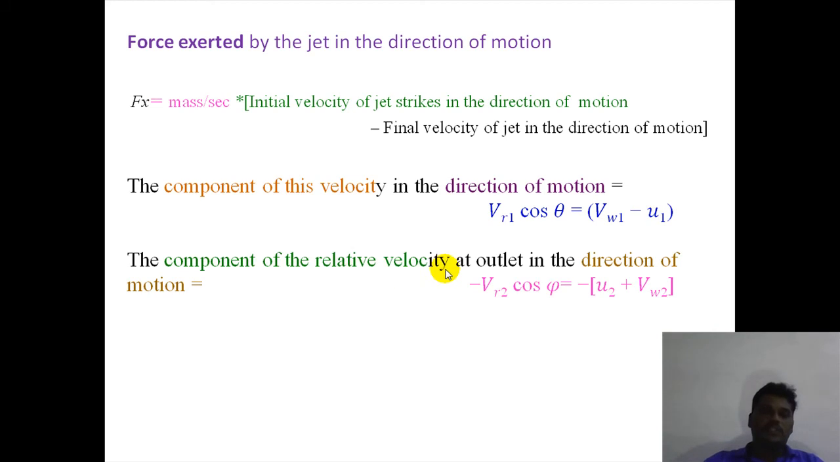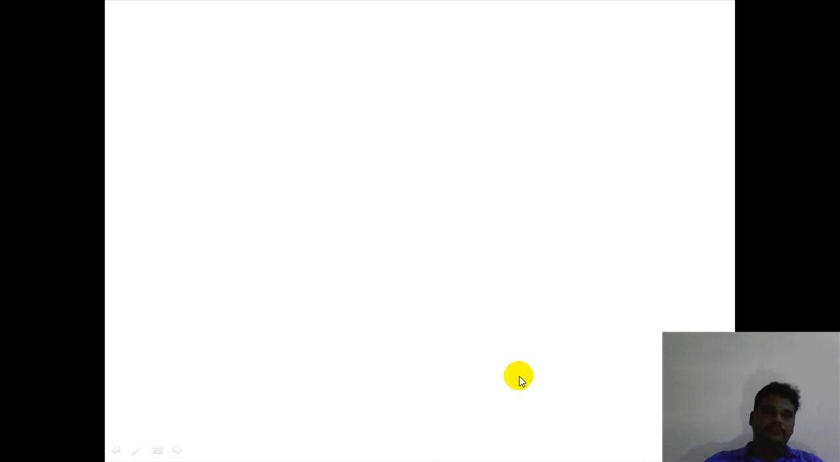Now the component of relative velocity at outlet in the direction of motion is equal to Vr2 cos phi, which is equal to minus Vr2 cos phi, that becomes minus u2 plus Vw2. From the velocity triangle we can find this out. Now from this we can write Fx equal to mass flow rate m star, inlet velocity Vr1 cos theta, and outlet velocity minus of minus Vr2 cos phi. Minus of minus becomes plus Vr2 cos phi.